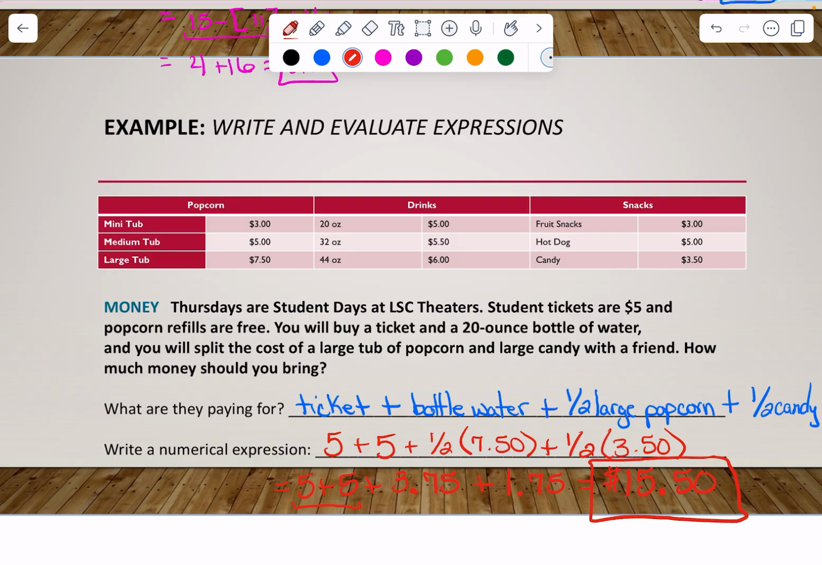Okay, and that is what we're talking about today with numerical expressions and verbal expressions.